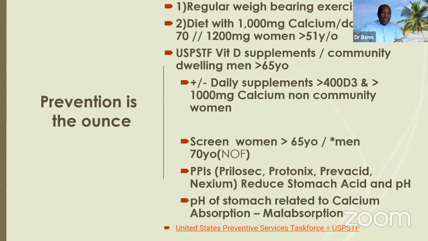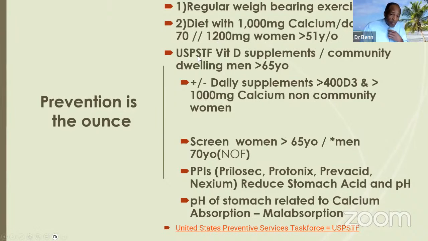So what are some prevention things we could do in terms of bone loss? Well, regular weight-bearing exercise, 15 to 20 minutes a day, according to whatever your physical structure can allow. A diet with at least about 1,000 milligrams of calcium per day, okay? And women, 1,200 milligrams of calcium per day if you're greater than 51. Men, if you're between 50 and 70, about 1,000 milligrams of calcium per day. Right? Women a little bit more because of the effect of certain hormones.